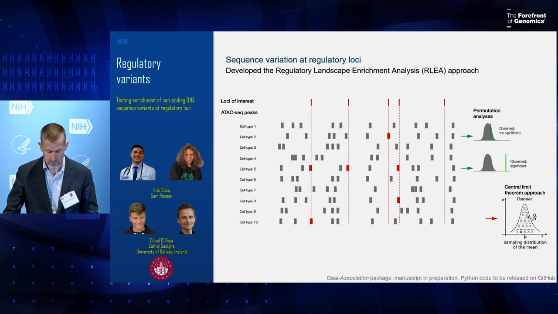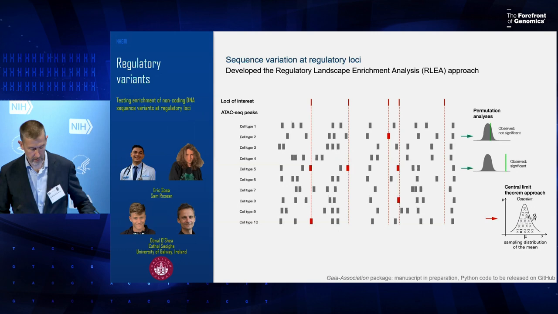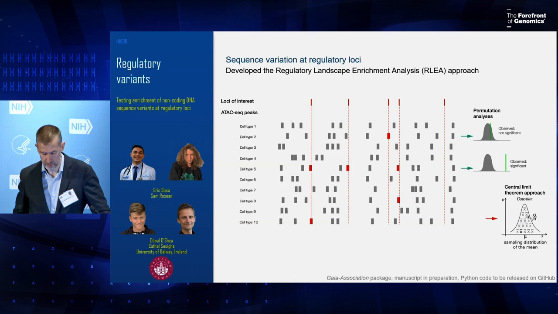So we used to do this through a permutation analysis approach. For 52 cell types, we're doing 1,000 permutations for each of the sets of loci of interest that we're putting in. That becomes computationally very expensive. So because we have enough observations, we were able to use a central limit theorem approach. And now what used to take 10 hours is 3 seconds. So this is a package that we'll be releasing shortly, generated by Eric and Sam. And this is work that we're doing with Donald Shea and Cathal Sioga back in Ireland.